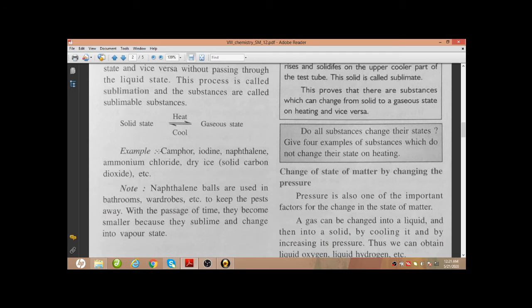Now for sublimation, directly from the solid state we will be getting the gaseous state, and from the gaseous state, if we go reverse, that means if we cool it down, we will be getting the solid state. Camphor, iodine, naphthalene, dry ice, and ammonium chloride will show the sublimation process.